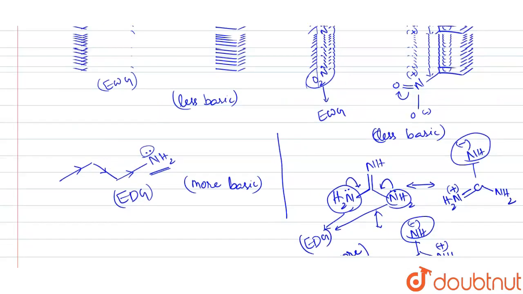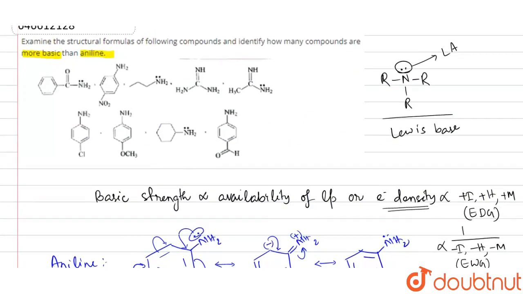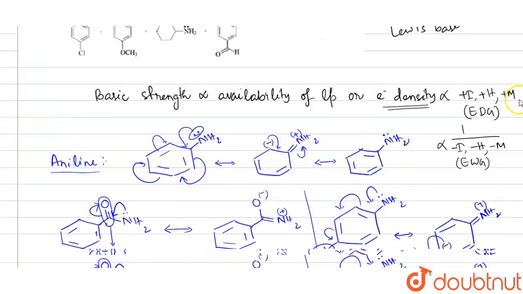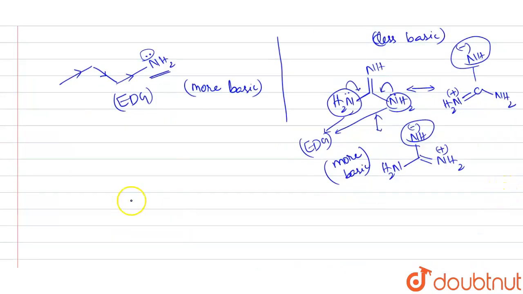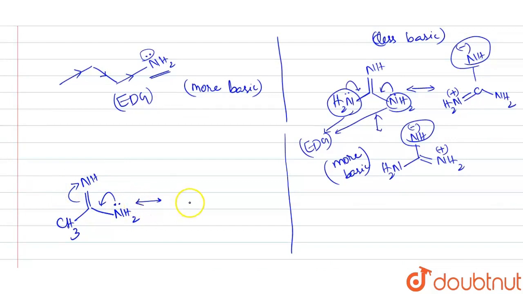In the next compound, if we see, here also we have a similar type of compound, but one of the substituents is methyl. Now here also this nitrogen can donate its electron pair, and this can attain a negative charge. So we get a resonating structure like this. So here we have NH minus, and here we see NH2 plus. So this is also more basic than aniline because this contains a negative charge. So this is also more basic.